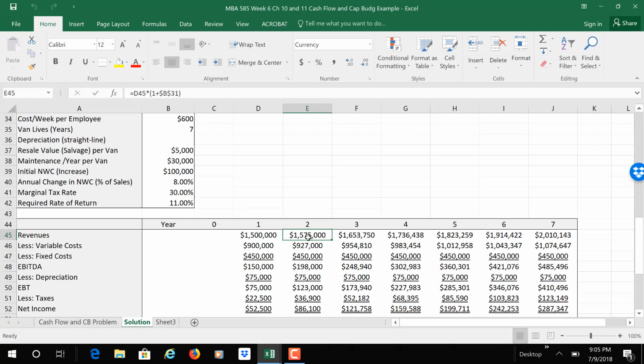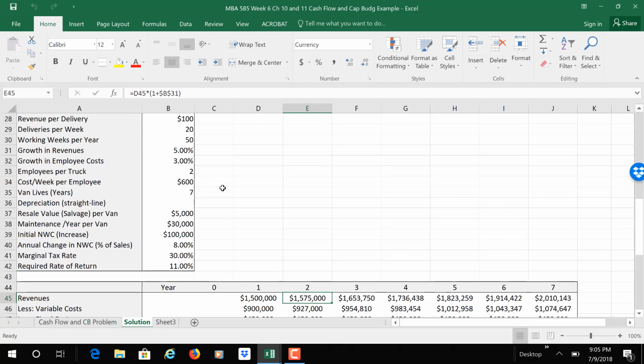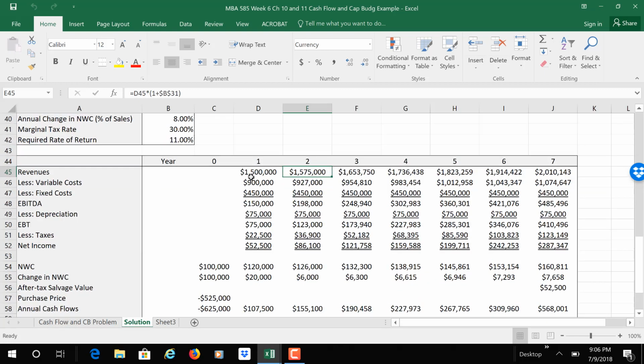I'm just going to copy these numbers and drag them across. B31 is this cell right here. That's the growth in revenues of 5% every year. So my revenue starts at $1,000,005 and will grow by 5% in year 2, 5% in year 3, 5% in year 4, all the way out to the end. Similar information applies across the board. Unless it's a fixed cost or depreciation, those numbers are constant.